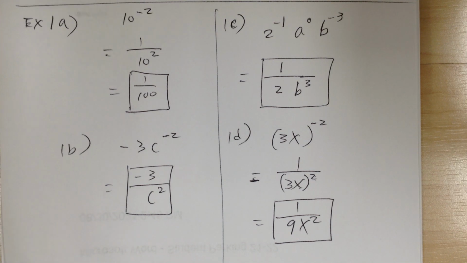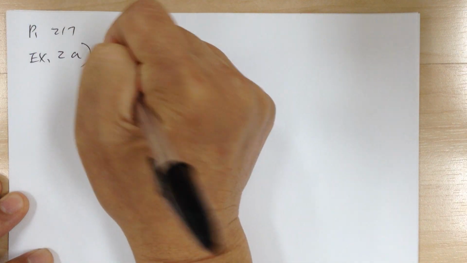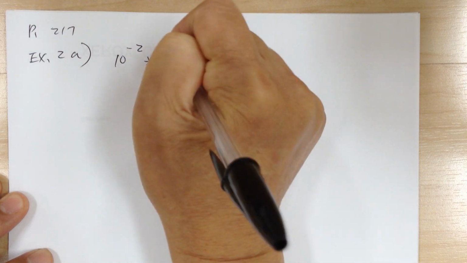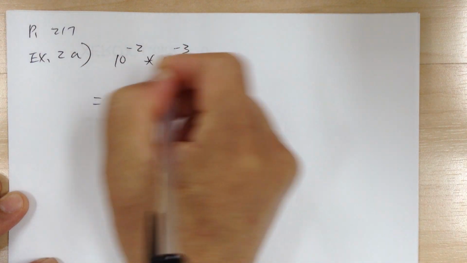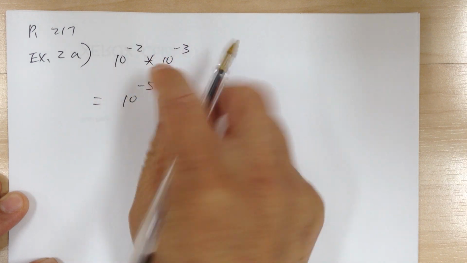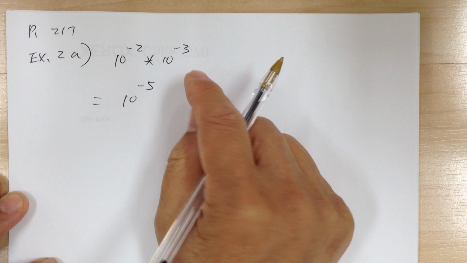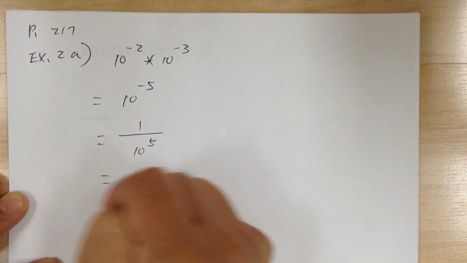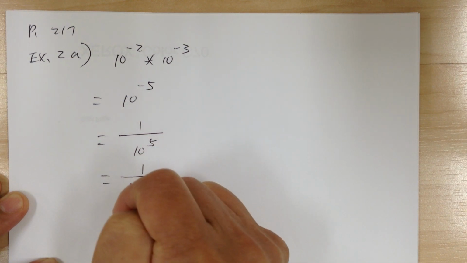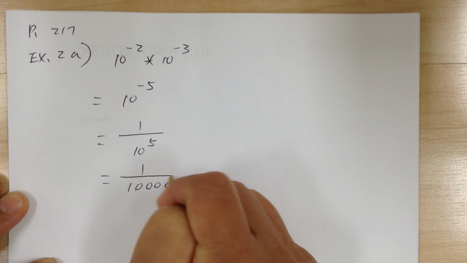Okay. Now let's go to example 2. So all the rules that you learned from the previous lesson apply. So on page 217, example 2a, you have 10 to the negative 2 times 10 to the negative 3. So when you have multiplication, you apply the product rule. So product rule means you have to add the exponents. So this becomes negative 5. Right? When you multiply, you add the exponents. And now you can apply the negative exponent. So it's reciprocal, so flip it over, you get 10 to the 5. And this will equal 1 over, so to the 5 power means it's going to get 5 zeros. So 1, 2, 3, 4, 5.